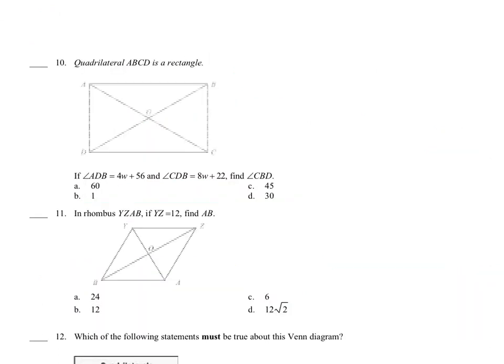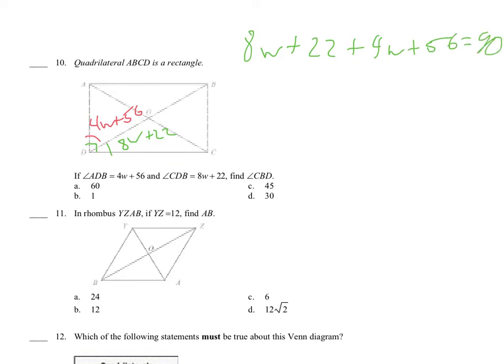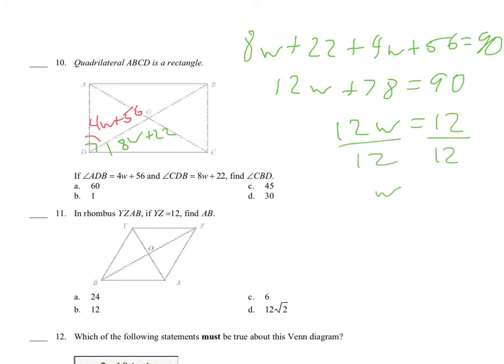Number 10, quadrilateral ABCD is a rectangle, so if ADB, this angle here, is 4W plus 56, and CDB, the other angle down here, is 8W plus 22. Now remember, the angle is a right angle, so 8W plus 22 plus the other angle, 4W plus 56, those are going to add up to equal 90 degrees. They're complementary. 12W plus 78 equals 90. Subtract 78. 12W equals 12. And we find that W equals 1.